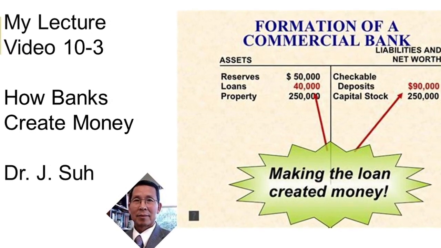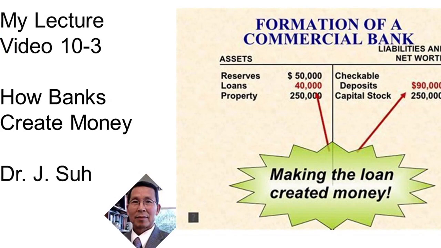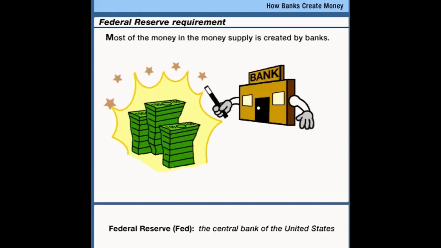Although the Federal Reserve has a lot of control over the money supply, most of the money that's out there is created by banks. And the process by which banks create money is nothing short of magic. To understand the way banks create money, remember that bank reserves put a limit on the number of new checking accounts that banks can create.